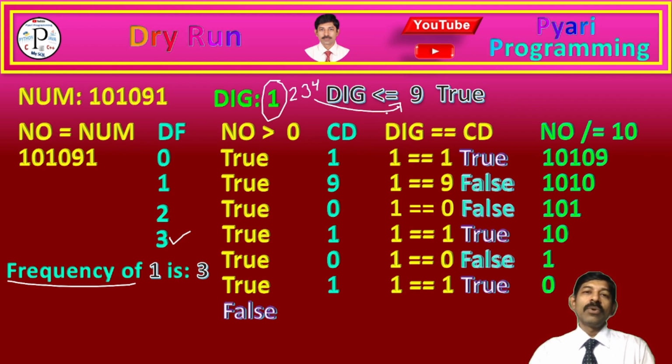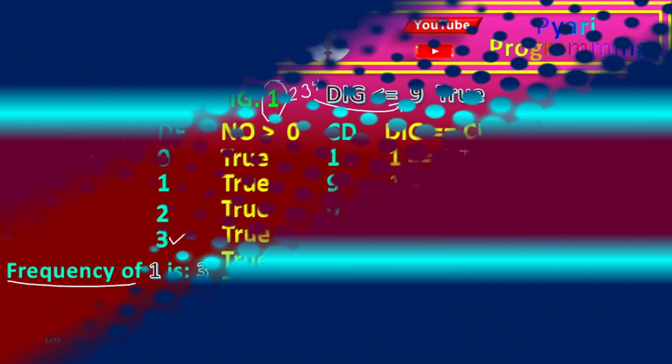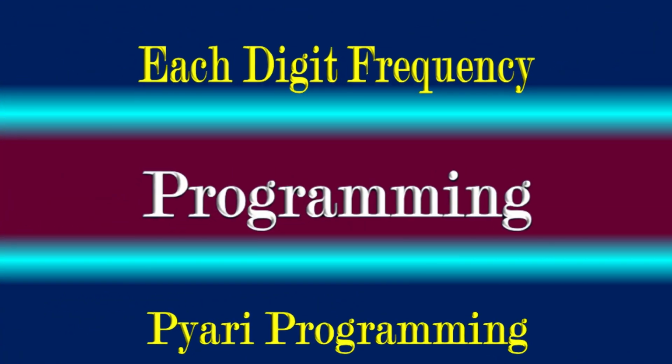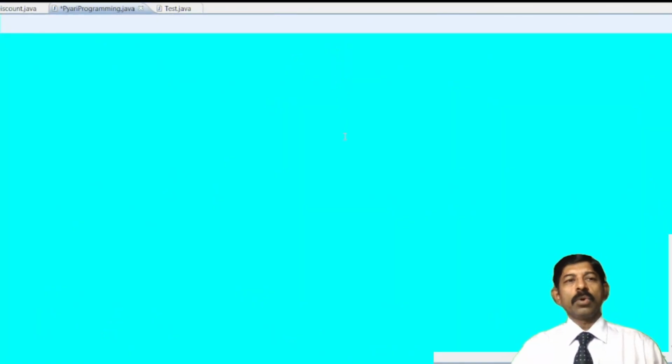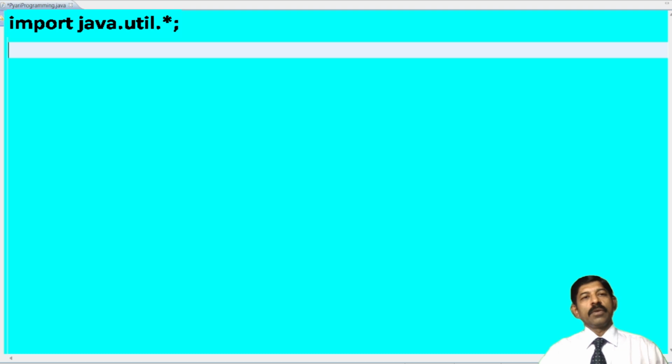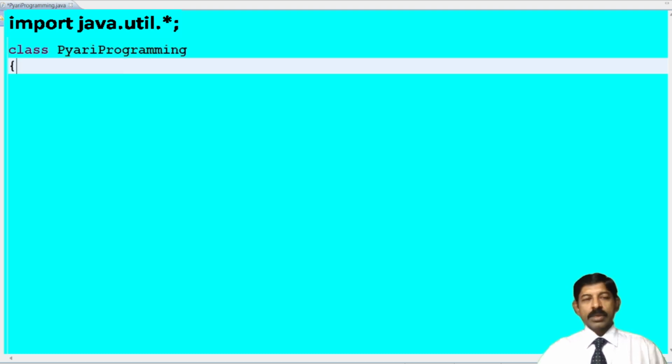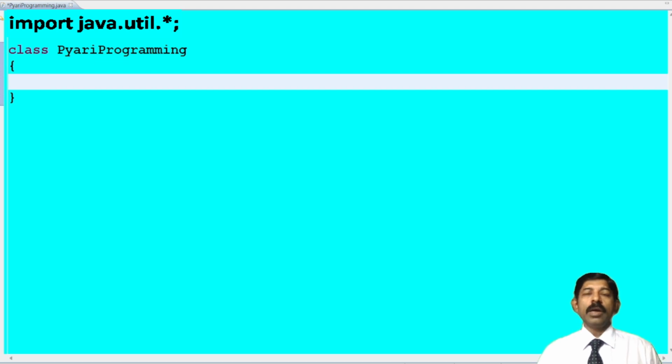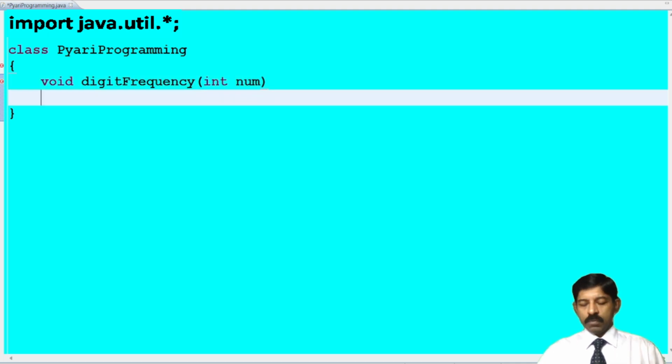Now it's time to write the program. So let's start our program. As per the question, I need to accept the data. So that's why I will use import java.util.Scanner. After that, I will define the class name. I'm using Pyari programming. Inside the body of the class, I have to define the method, where the method return type is void. Method name is digitFrequency. It takes a parameter, so I will write int num, which is the number.